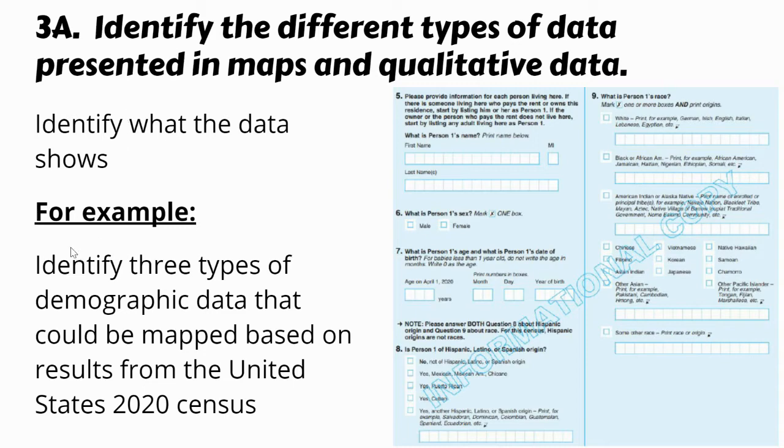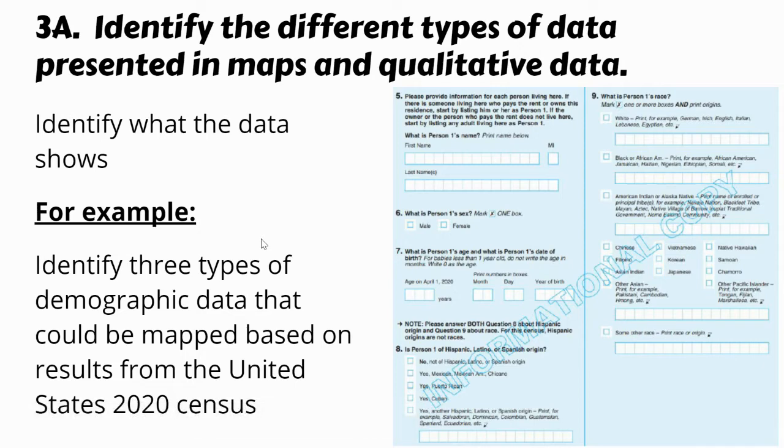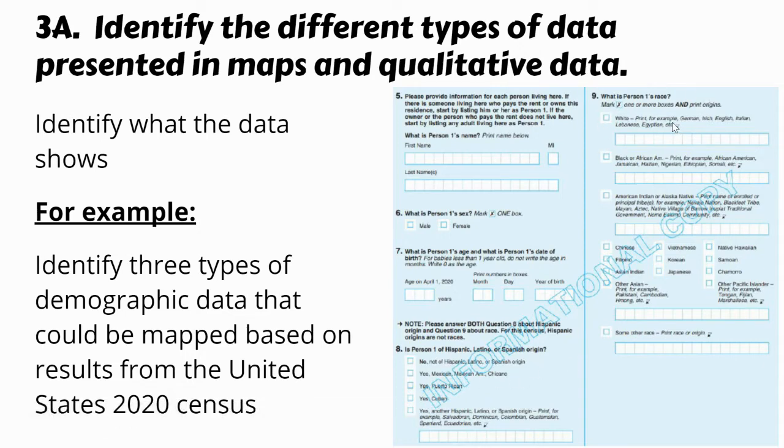So for example, you might have, this is of course a census, a little snapshot of the 2020 census. So the example is identify 3 types of demographic data that could be mapped based on results from the United States 2020 census. So you're looking for those things that are most easily mapped. The first one that stands out to me has to do with race. So you have 2 questions here that have to do with race. This is, of course, Hispanic, Latino, or Spanish origin, and this is just other types of racial categories. So that's probably one of the easiest things that you can map. That would be something that I would definitely point out.